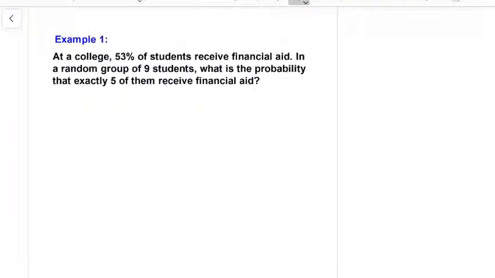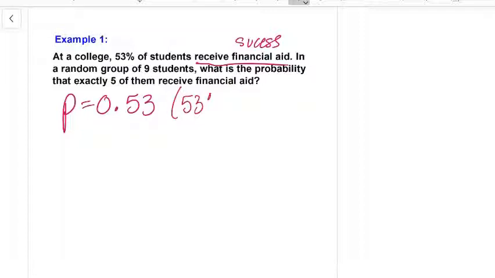At a college, 53% of students receive financial aid. In a random group of 9 students, what is the probability that exactly 5 of them receive financial aid? So at the college, 53% of students receive financial aid. So receiving financial aid is my success. So P will be 0.53 or 53%.